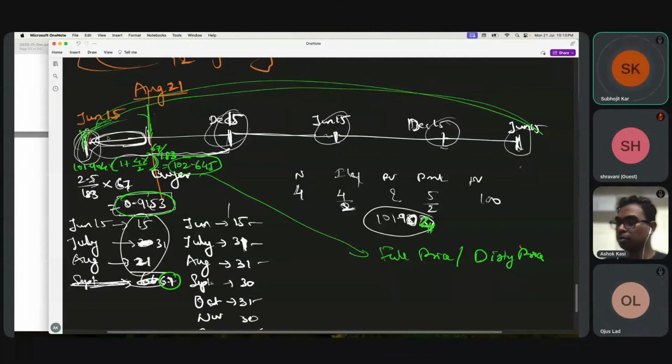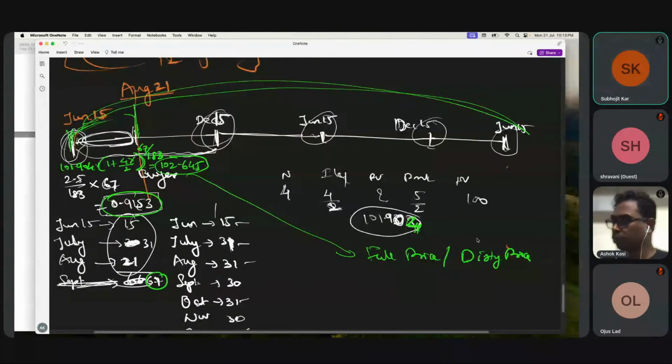But am I making profit here, on August 21, if I sell it? It's not profit or loss. Profit is, suppose this price should be 102.645, but you sold for 105, then only it is your capital gain. Otherwise, it's normal only. This is the price it should be, and you got that price.